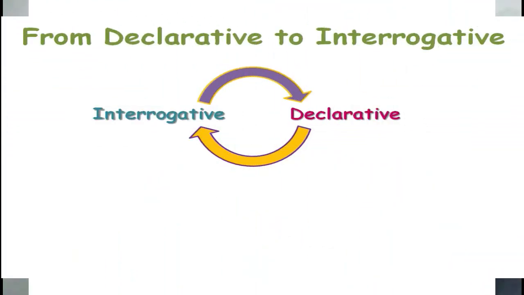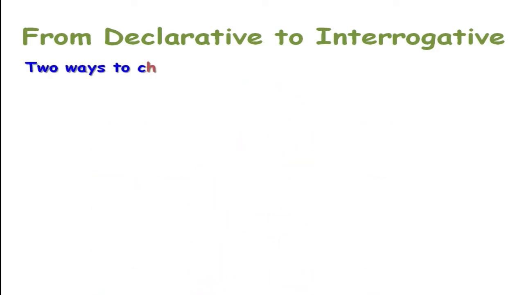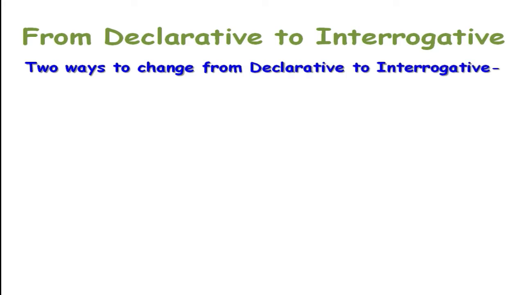I hope now it is clear to you how to change exclamatory sentences into declarative sentences. Now in this video I will teach you how to change declarative sentences into interrogative sentences and vice versa. So let's get started. Children, you have to be very alert for these type of sentences. There are two ways of changing sentences from declarative to interrogative.